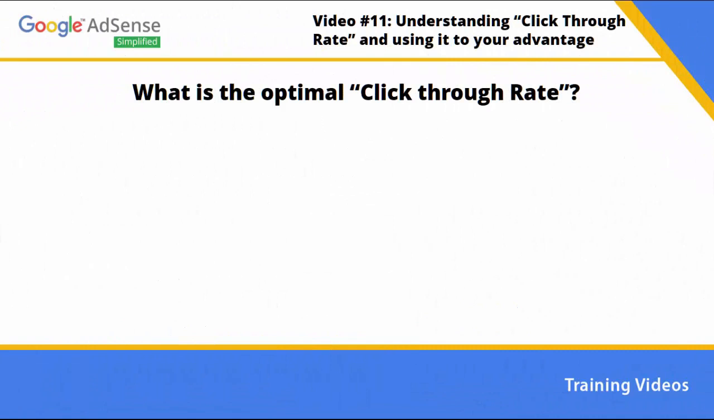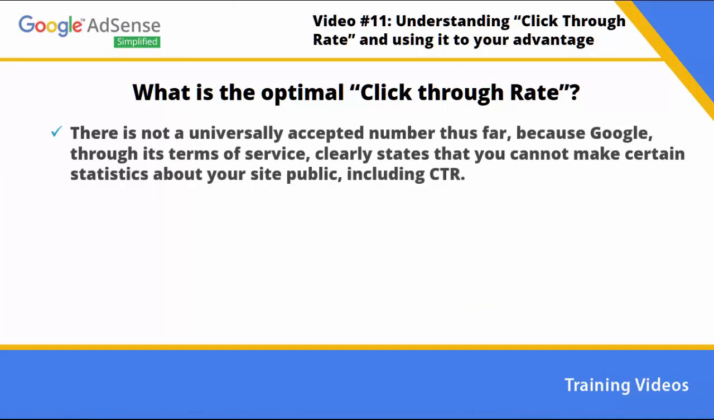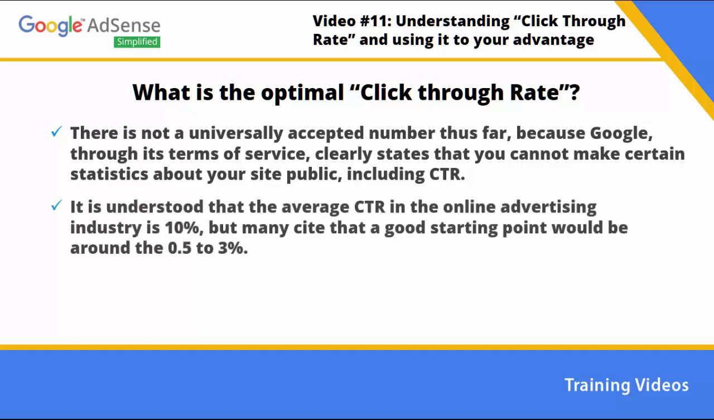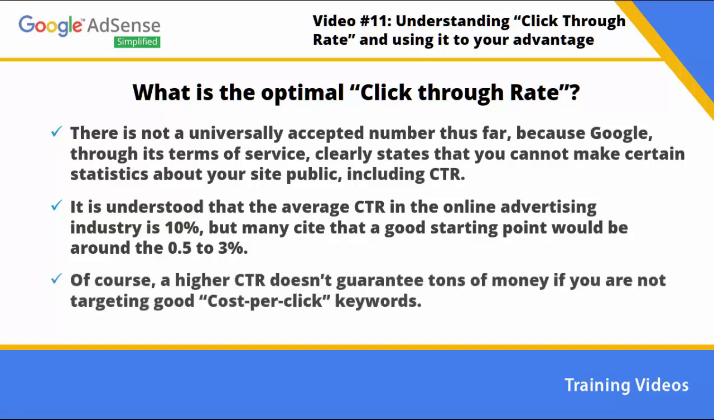What is the optimal click-through rate? There is not a universally accepted number thus far, because Google, through its terms of service, clearly states that you cannot make certain statistics about your site public, including CTR. It is understood that the average CTR in the online advertising industry is 10%, but many cite that a good starting point would be around 0.5 to 3%. Of course, a higher CTR doesn't guarantee tons of money if you're not targeting good cost-per-click keywords.